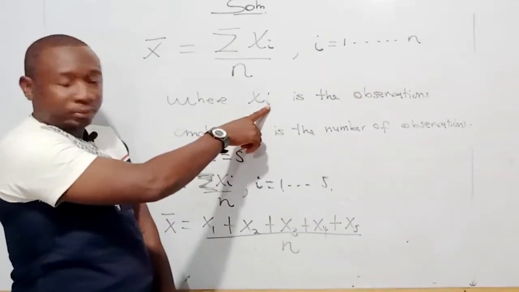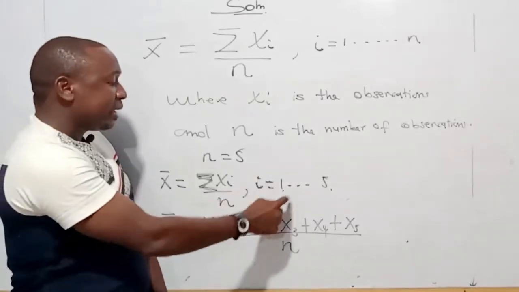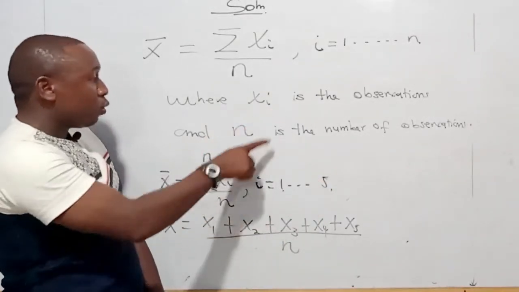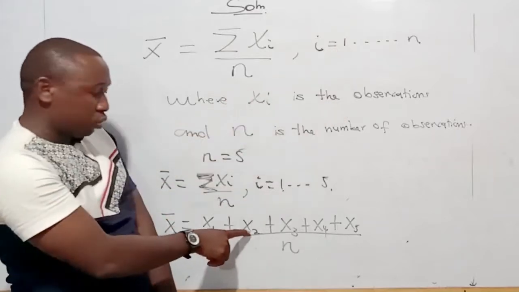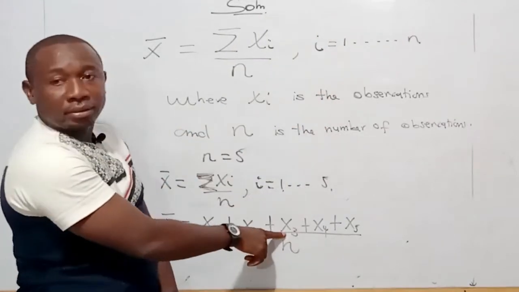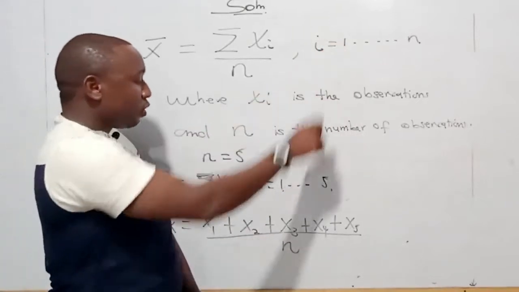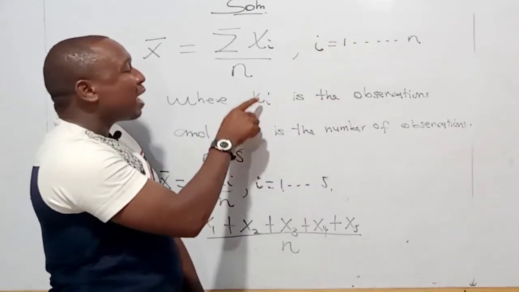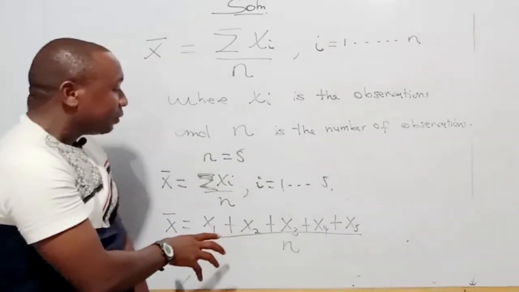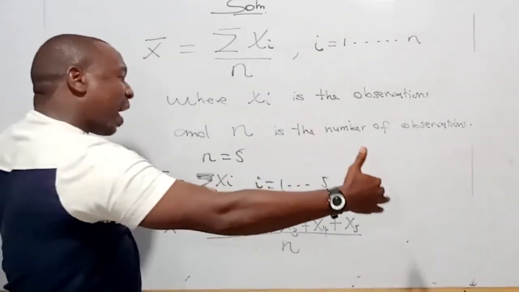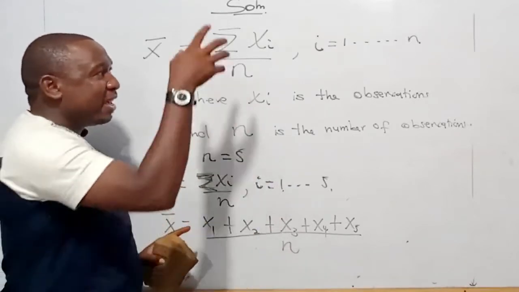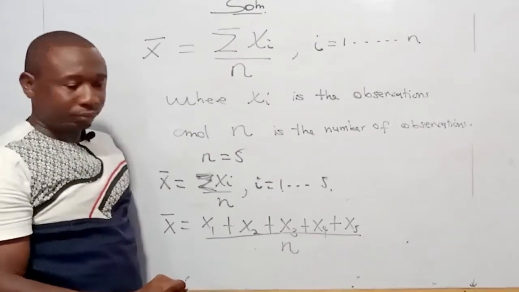In place of i, since i is taking values from 1 up to 5, when you put i equals 2, you get x2. When you put i equals 3, you get x3. When you put i equals 4, you get x4. And when you put i equals 5, you get x5. Meaning the 5 has exhausted all the observations in the data set.